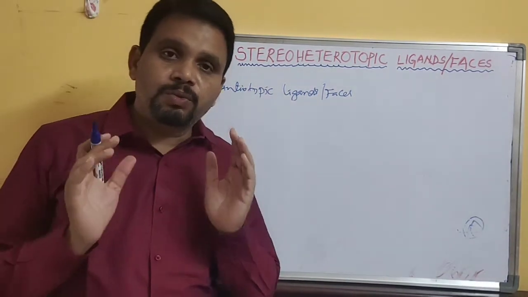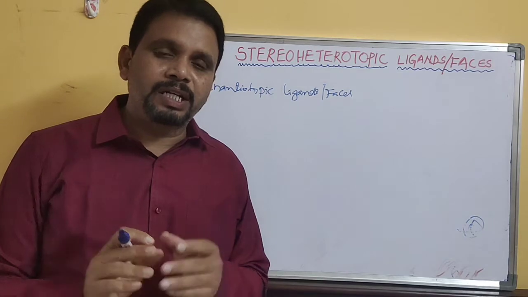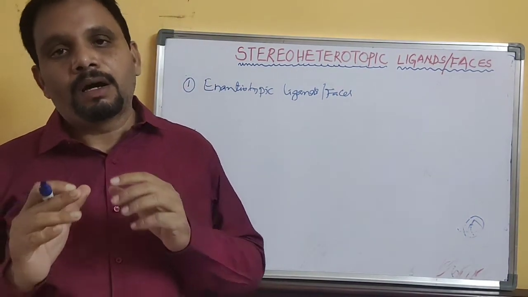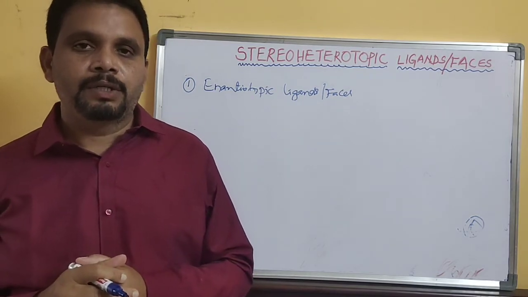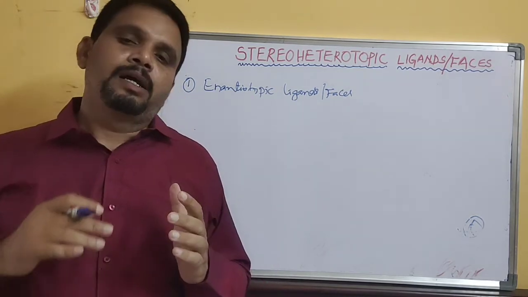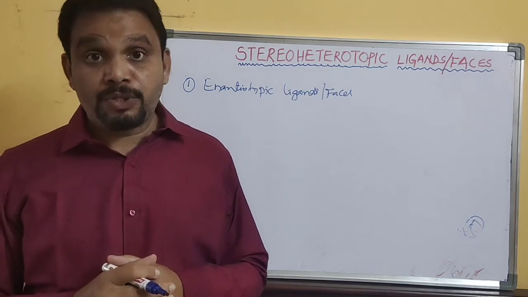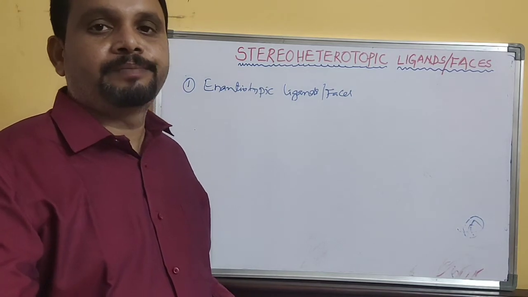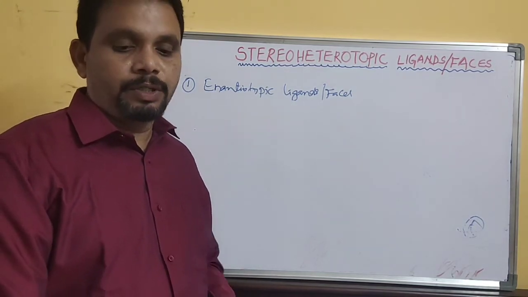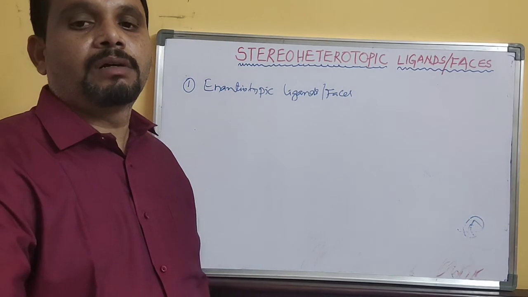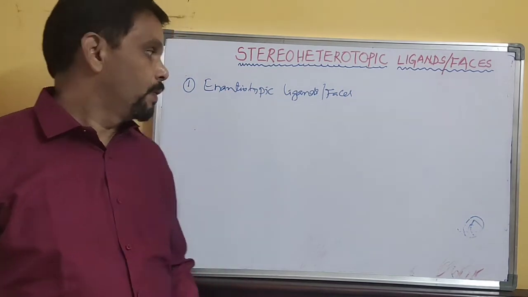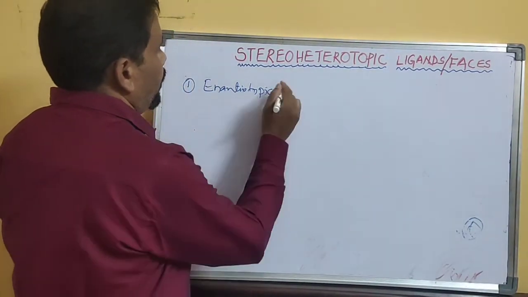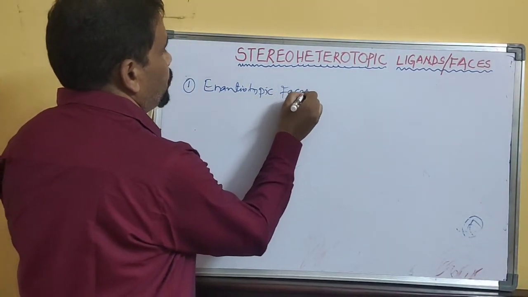So by two methods you can distinguish whether they are enantiotopic ligands or homotopic ligands: symmetry criteria and substitution criteria. Now you need to understand enantiotopic faces. You have learned about ligands, and now enantiotopic faces.